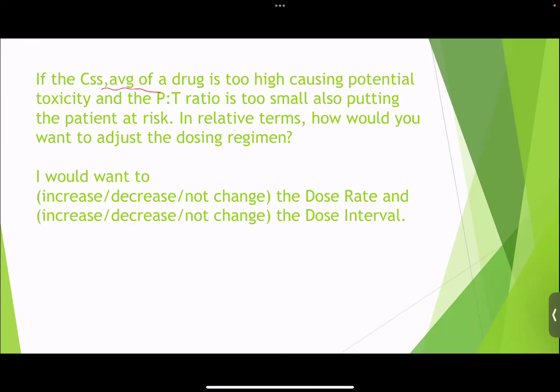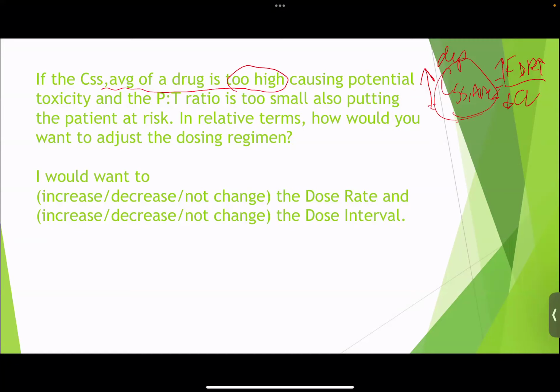If the CSS average of a drug is too high, which is determined by bioavailable dose rate over clearance, what could have caused that? A decrease in clearance, an increase in bioavailability, or an increase in dose rate? Remember, this is, again, the dependent variable. So the result is an increase in CSS average. So one of those things happened.